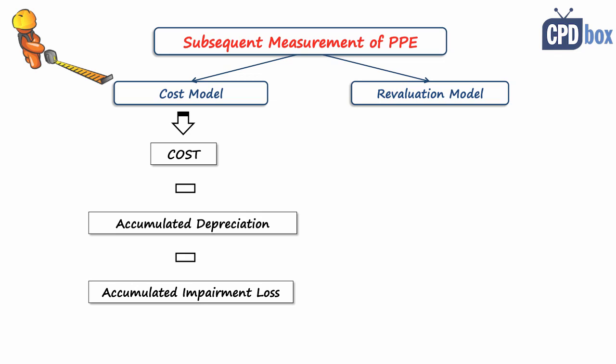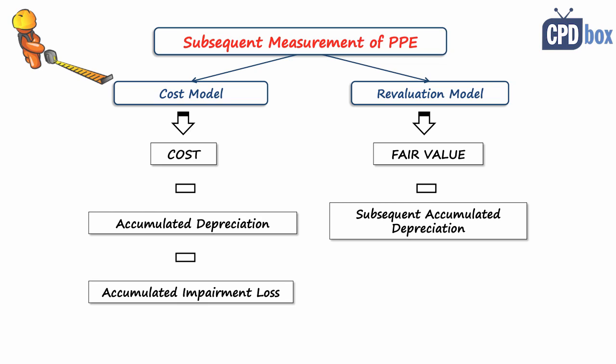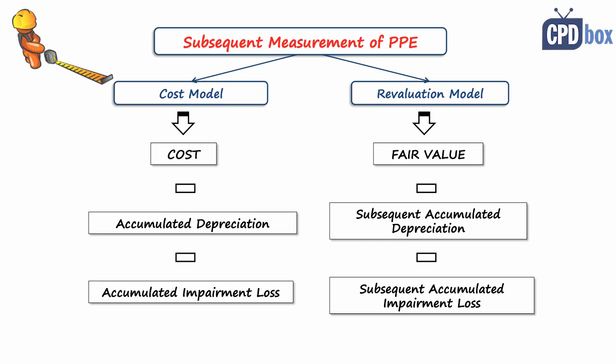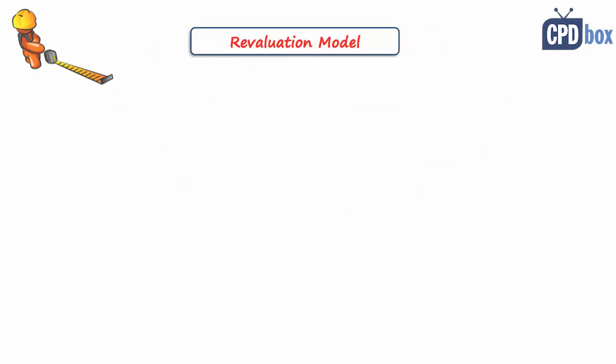The second model is revaluation model, where an item of property, plant, and equipment is carried at its revalued amount, which is fair value at the date of revaluation, less any subsequent accumulated depreciation, less any subsequent accumulated impairment losses. And here, assets shall be revalued with sufficient regularity, so like each 3 or 5 years. Accounting treatment of revaluations depends on whether the carrying amount of an asset is decreased or increased.